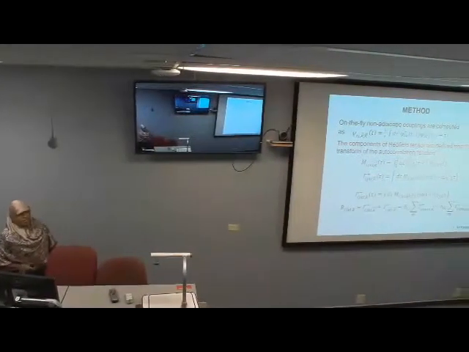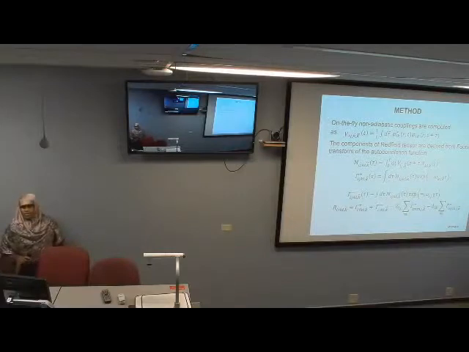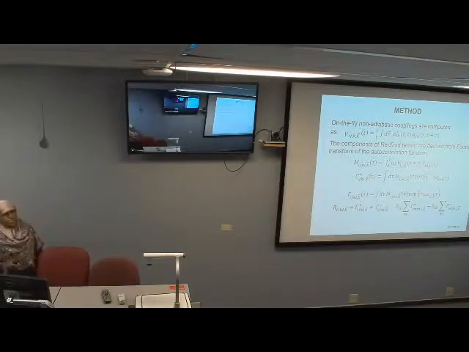This is the theoretical method. So the on-the-fly non-adiabatic couplings are computed using this equation. Here we can see 2 different sets of K points, but in the rest of the equations I used only 1 K point, because for the Redfield tensor calculations I used the code for a momentum constant system. So in this case, uppercase K equals lowercase K.